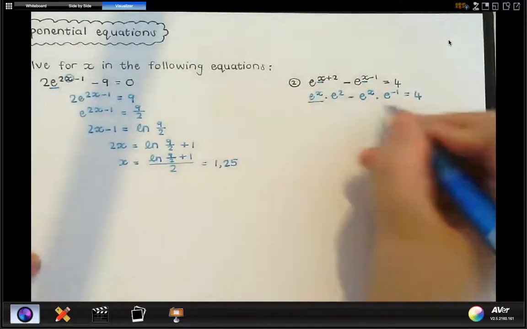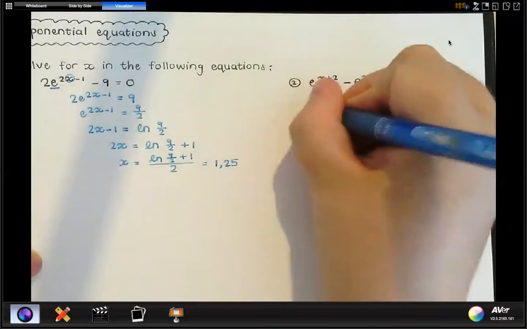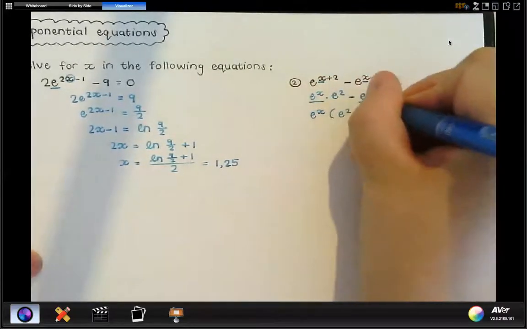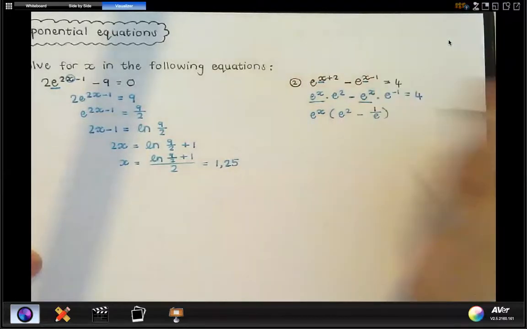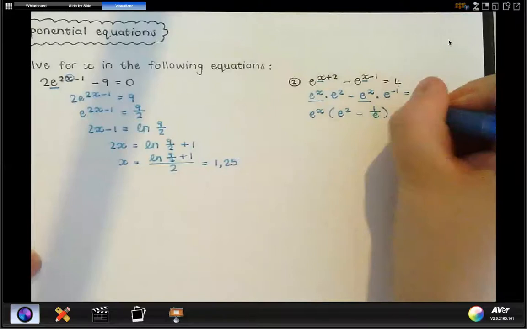Now we have e to the x as a common factor in those two terms. So we're going to take e to the x out as a common factor. We're going to be left with e squared minus 1 over e, or you can leave it as e to the negative 1. That's also fine. And that is equal to 4.